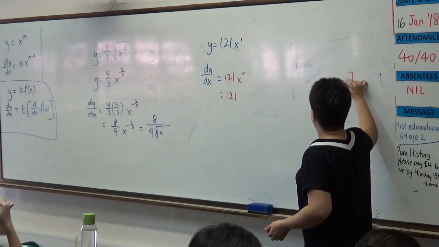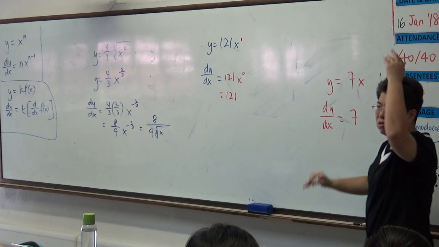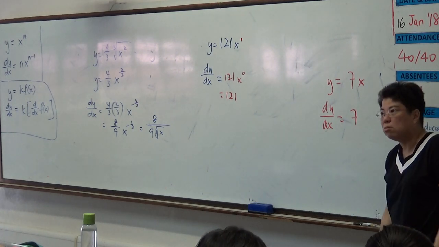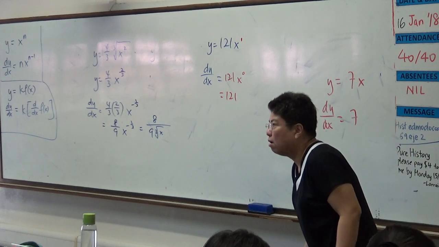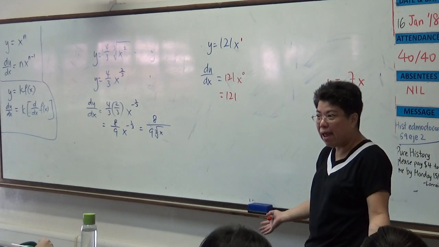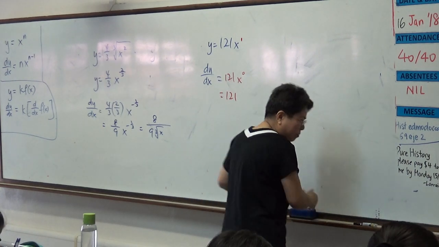Whenever it's y equals 7x, I only know what's dy/dx. 7, it's just a constant, because this one will become power 0. Everybody okay? Can or cannot? Can, easy, right? Okay, good. Next. Next one is the one that people will have trouble.